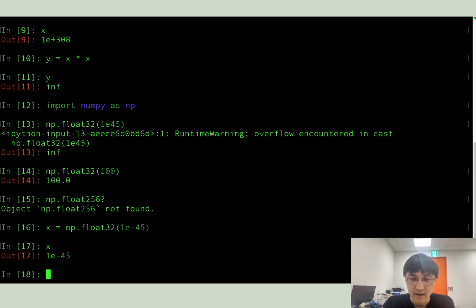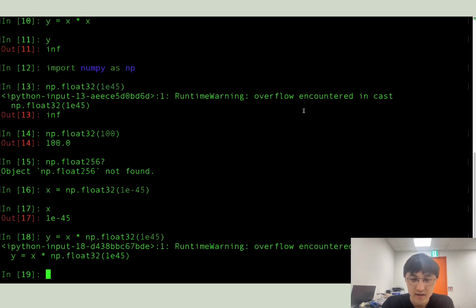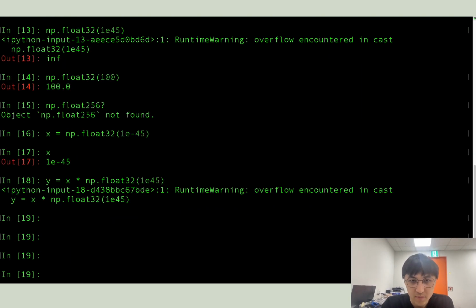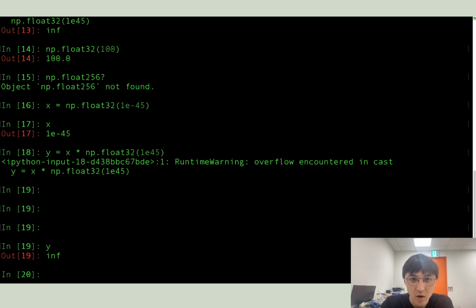Now we will make one trick, we will say x multiplied, it's better, x multiplied by the highest number, np.float32 of 1e45, and we are getting overflow. So if I print this y, I am getting infinity.